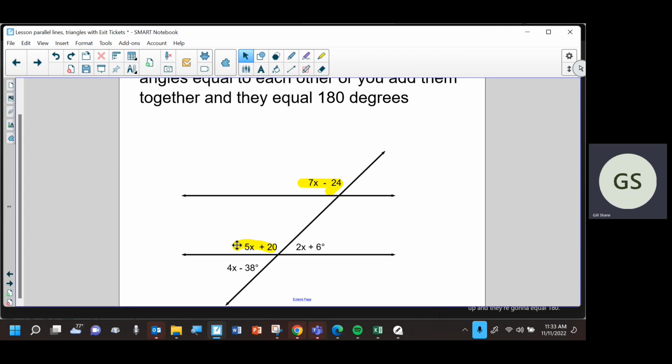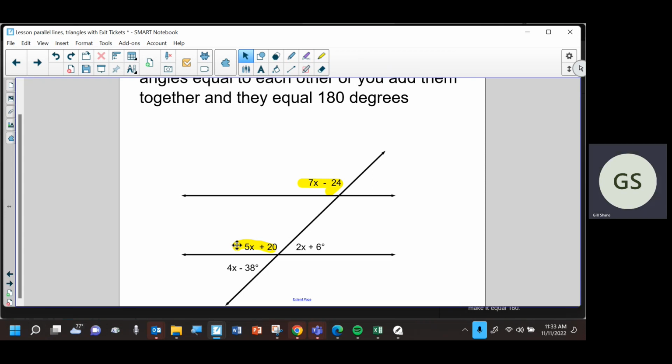Let me ask you this. Does the 2x plus 6 look like it's equal to 7x subtract 24? Do those angles look like they're the same? Does this angle down here look like it's the same as that one? Look how small that angle is. That better not look like it's the same angle as 7x. Just look at them. If one's a big fat angle and one's a skinny angle, you better not set them equal to each other. You better add those two up and make it equal 180.